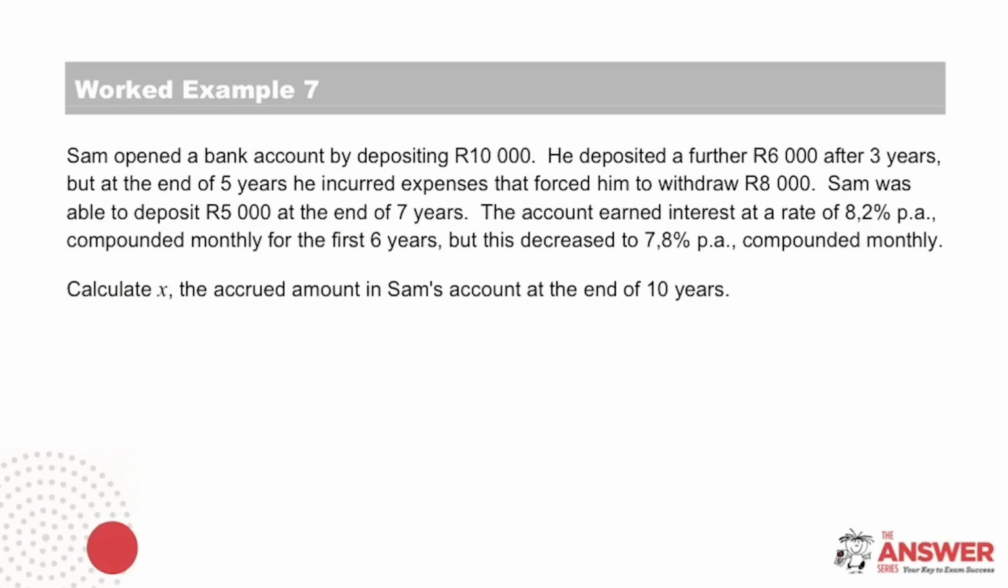So in this example, we are told that Sam opened a bank account by depositing 10,000 Rand. He deposited a further 6,000 Rand after 3 years, but at the end of 5 years, he incurred expenses that forced him to withdraw 8,000 Rand. Sam was able to deposit 5,000 Rand at the end of 7 years. The account earned interest at a rate of 8.2% per annum, compounded monthly, for the first 6 years, and then this changed to 7.8% per annum, compounded monthly. We have been asked to calculate X, the accrued amount in Sam's account at the end of 10 years.